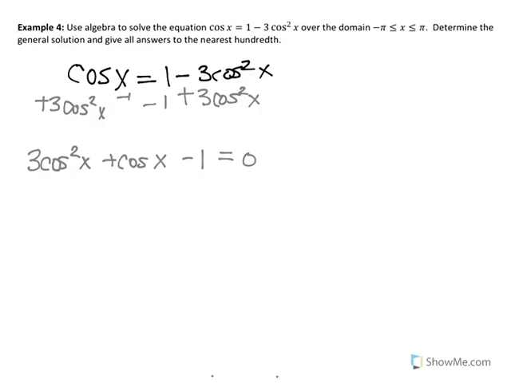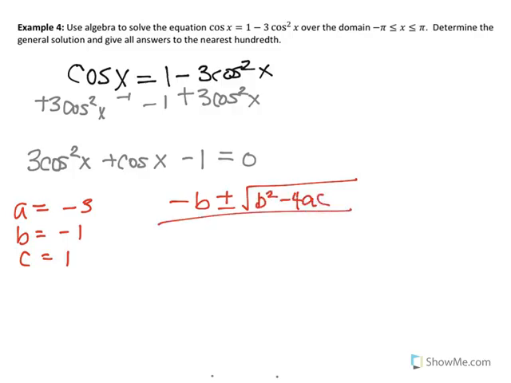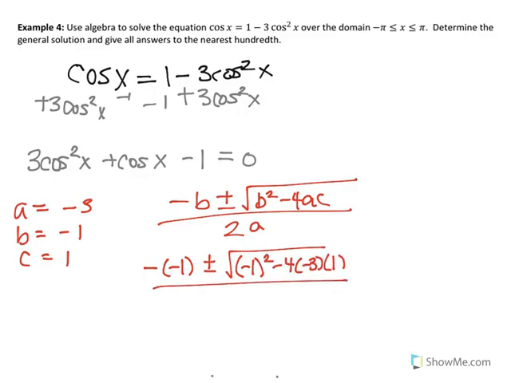And this actually can't factor. So in order to solve this one, we are going to have to use my favorite equation of all time, the quadratic equation. So you have negative b plus or minus the square root of b squared minus 4ac all over 2a. Okay, so we have negative 1 plus or minus the square root of negative 1 squared minus 4 times negative 3 times 1 all over 2 times negative 3. This is going to simplify to be 1 plus or minus the square root of 13 over negative 6.